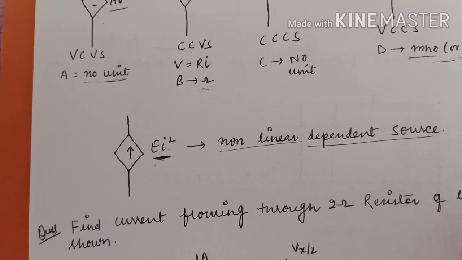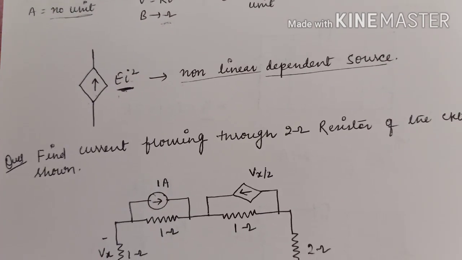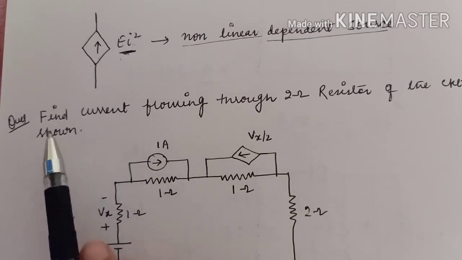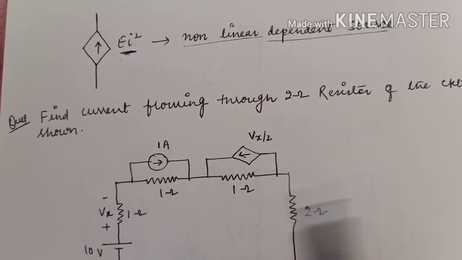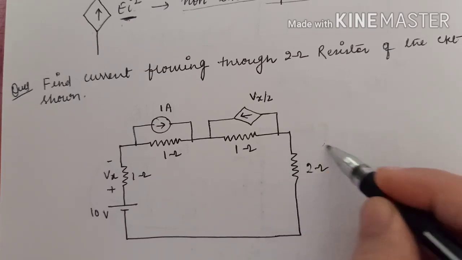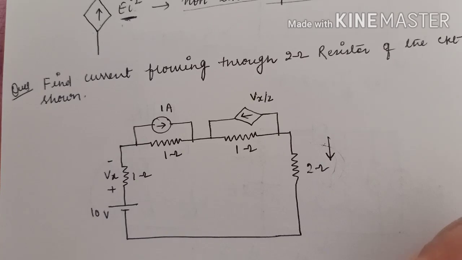Clear? So now let's see, we'll do one problem on this. For example, this question I have taken here. In this question, you need to find the current flowing through the 2 ohm resistor of the circuit shown. Clear? So here this is your 2 ohm resistor. Whatever current is flowing in this resistor, that you need to find out.